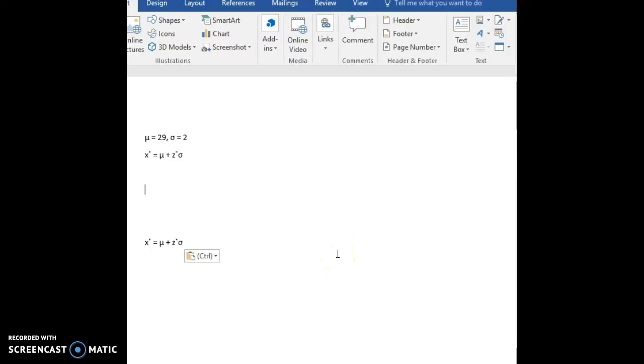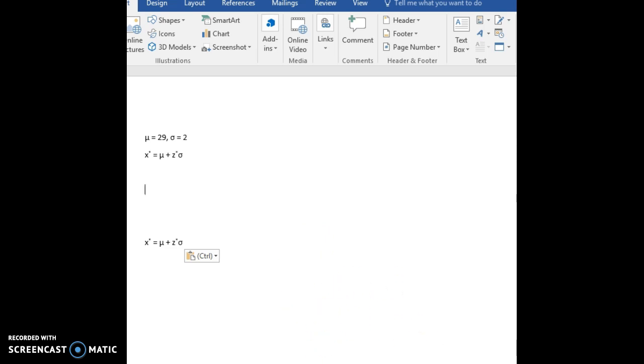All right, so in this example, we have that the mean is 29 and the standard deviation is 2 minutes. The difficult part here, though, is that we need to figure out what are the values such that we have a probability of 0.75 in the middle of our normal distribution. So for this, I've drawn a normal curve.